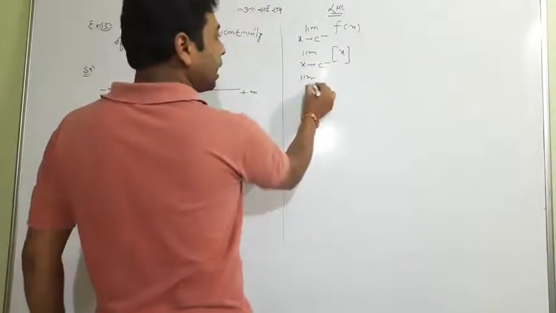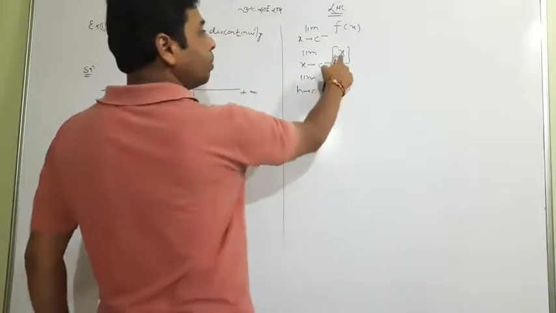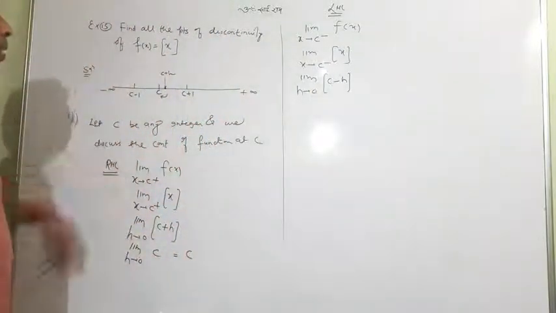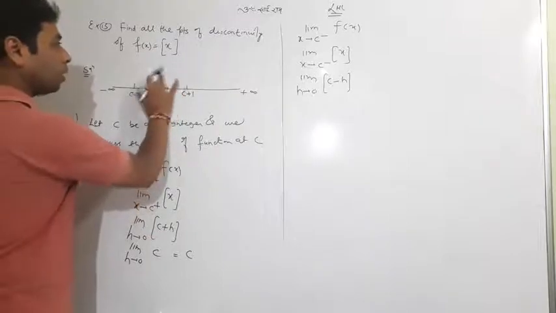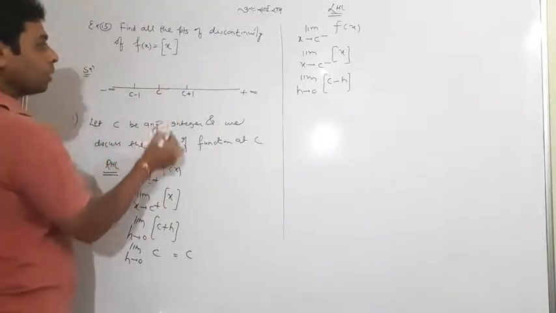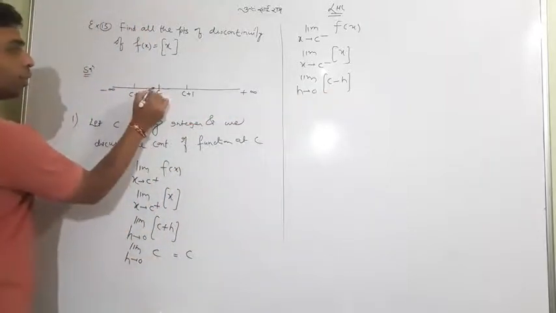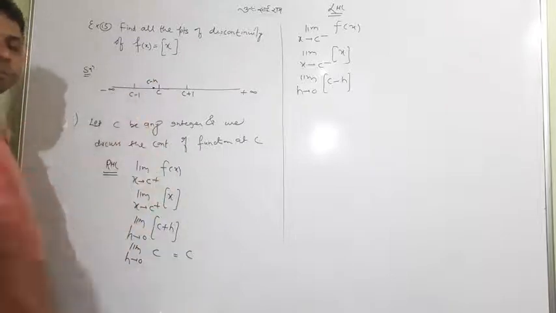Again turn as h tends to 0. And here it is c minus h. You know the method, c minus h. Now where is the c minus h? Now I want to rub this because the work has finished for this. Where is c minus h? So definitely c minus h is very near to c, but just behind the c.